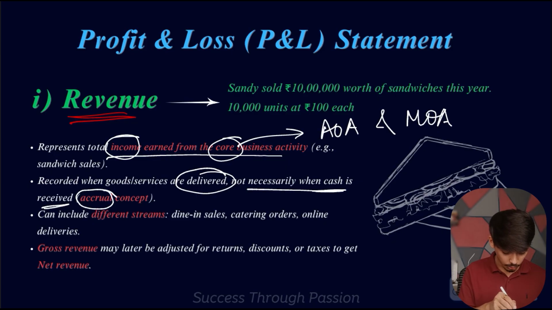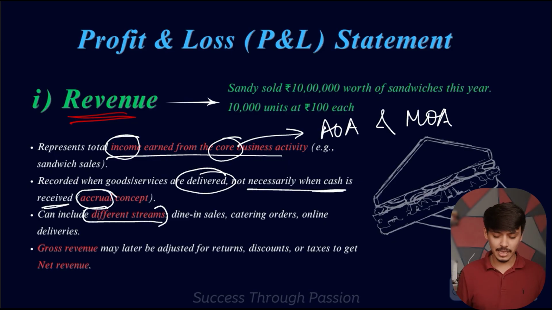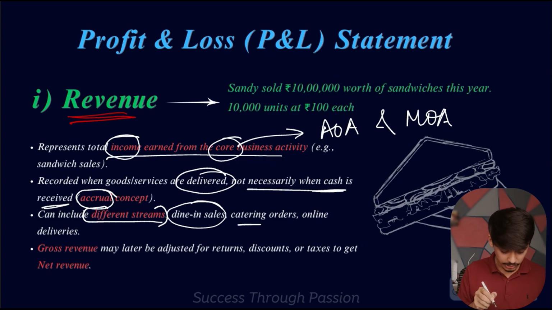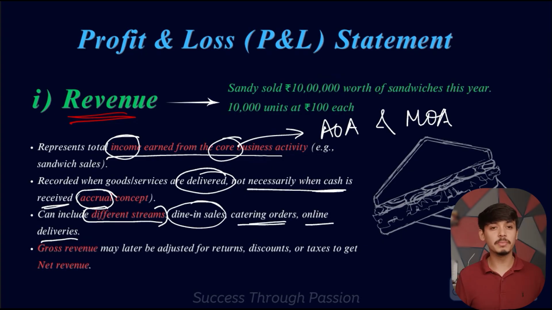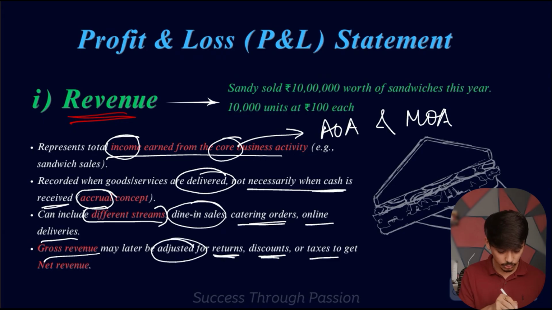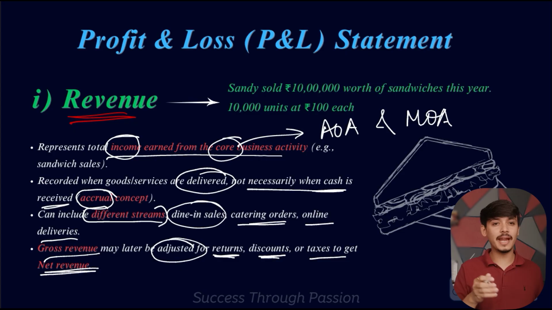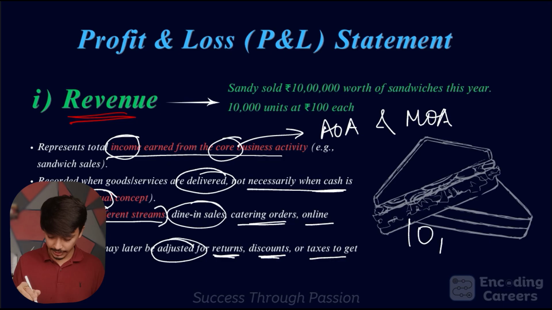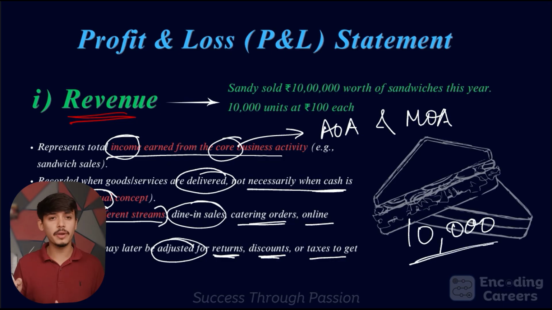Next, revenue can include different streams. As we have taken the example of a sandwich outlet, the revenue streams could be dine-in sales, catering orders, and online deliveries. This way every business would have different streams from where they earn revenue related to the core business activity. And the final point, gross revenue may later be adjusted for returns, discounts or taxes to get net revenue. Let's assume that in the previous example of soap, you sold 10,000 of soap to your client and you recorded 10,000 in your books of account as revenue.